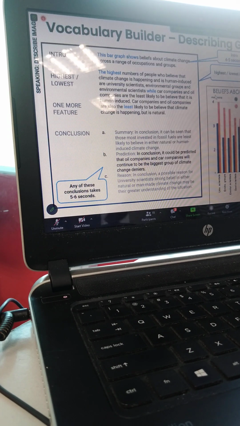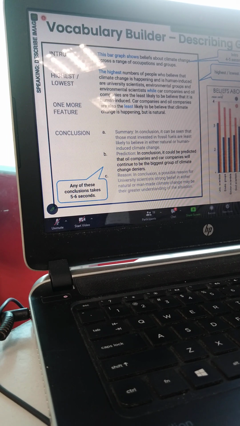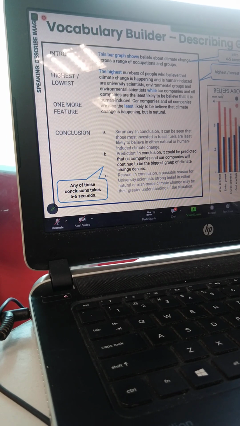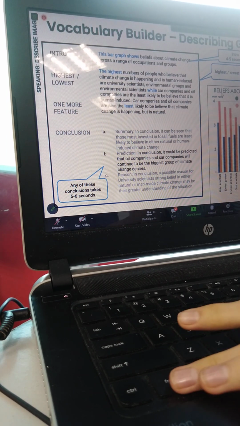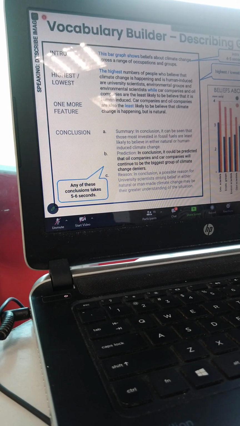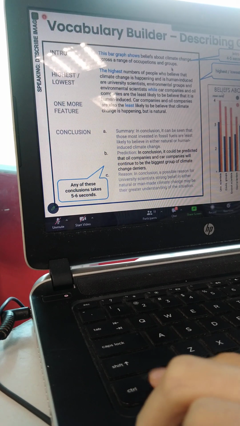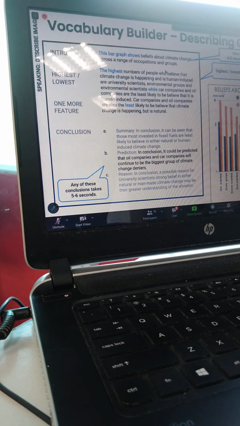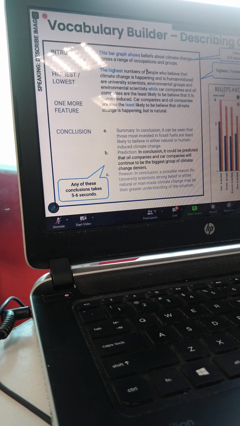Great. All right, now here's a model answer that will again describe the data in front of us. Need to unmute.